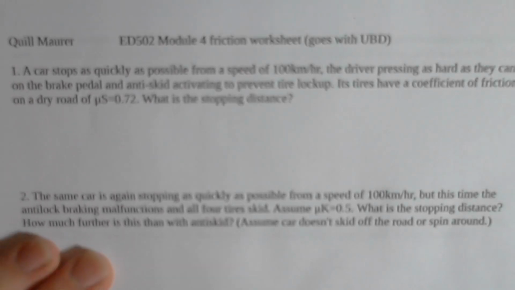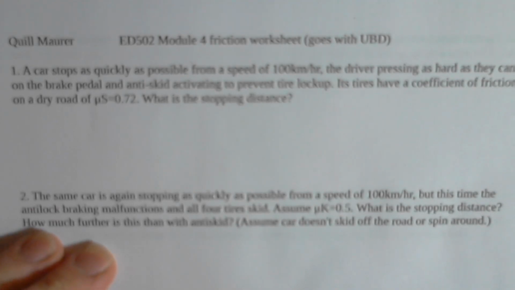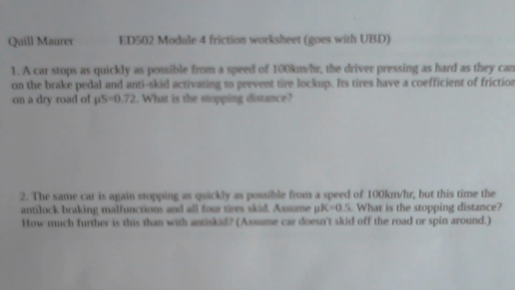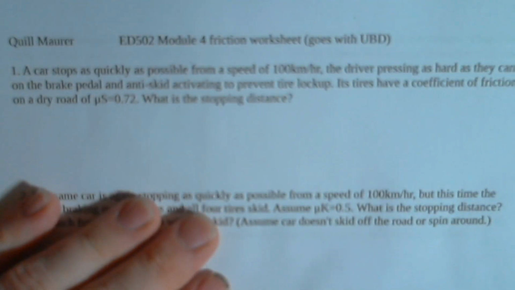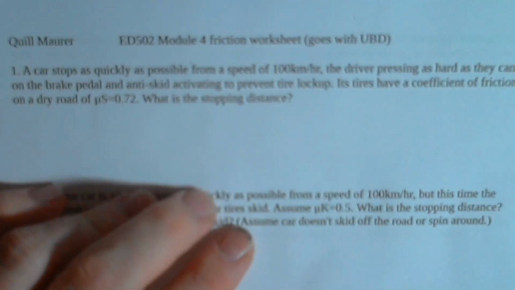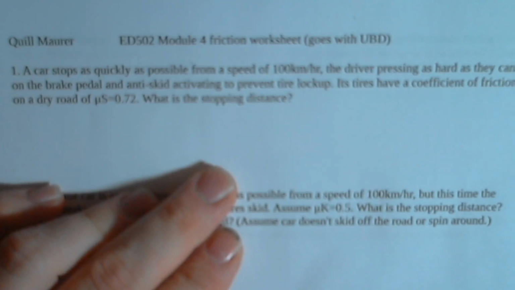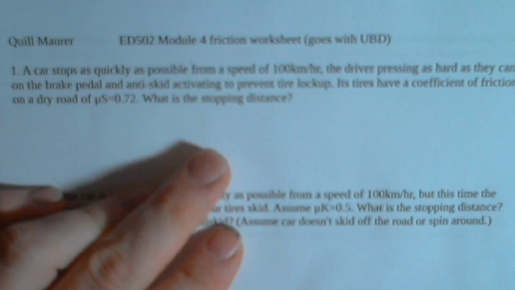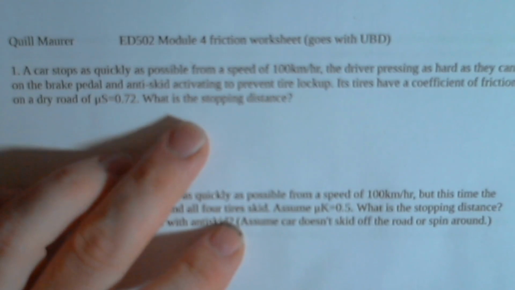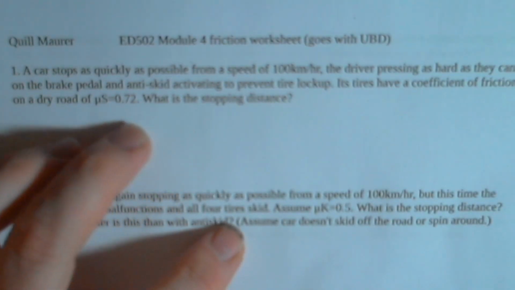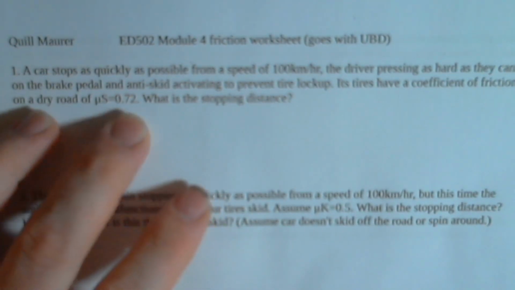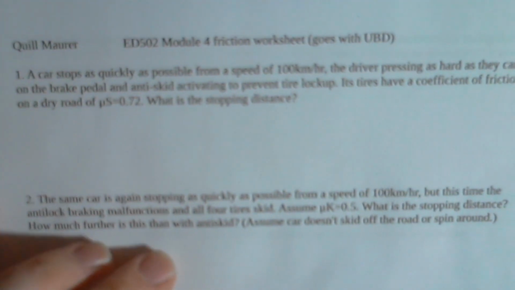So our first problem, looking at the friction ideas we learned in class yesterday. You should all have been handed these worksheets. You should also have your equation sheets and notes at the ready. The first problem says, a car stops as quickly as possible from a speed of 100 kilometers per hour, the driver pressing as hard as they can on the brake pedal and anti-skid activating to prevent tire lockup. Its tires have a coefficient on a dry road of mu static of 0.72. What is the stopping distance?